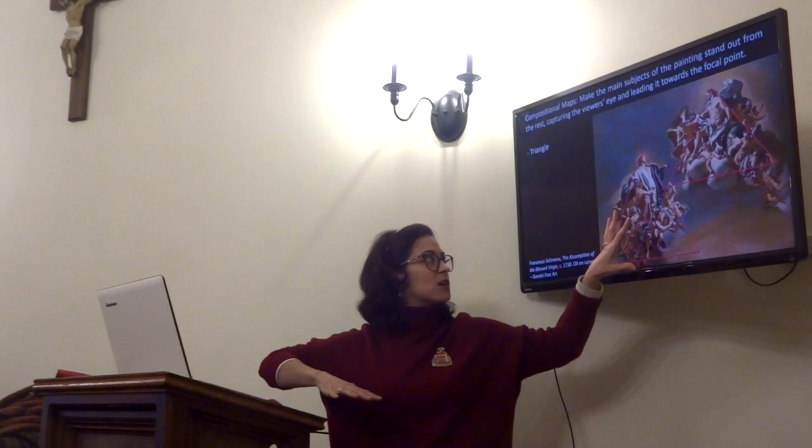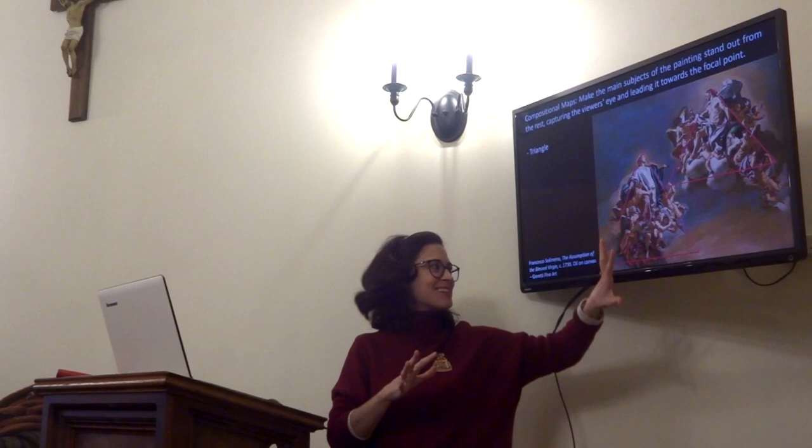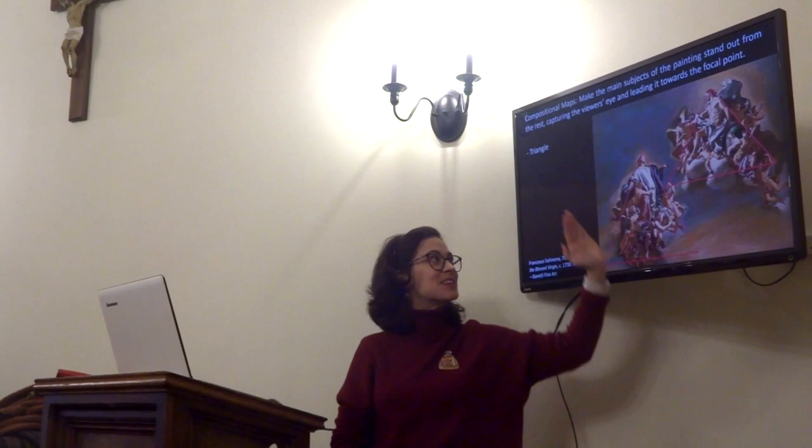I chose this painting because I'm going to talk about a few different compositional maps, a few different tools, within the same painting, because it's quite easy: it just has background and then two big groups of figures. So you can see the two triangles are slightly different, but there are two triangles in there.